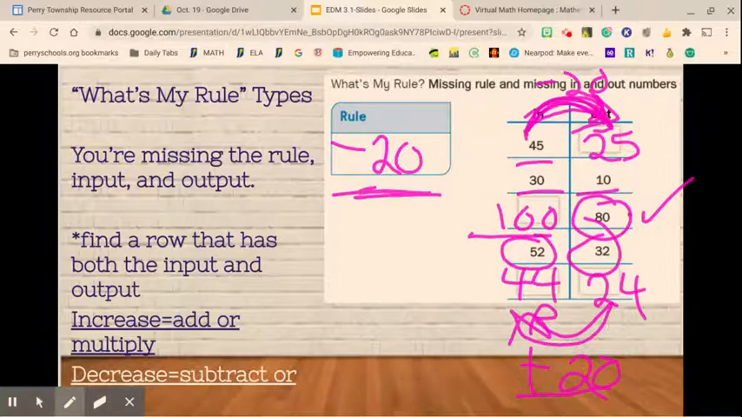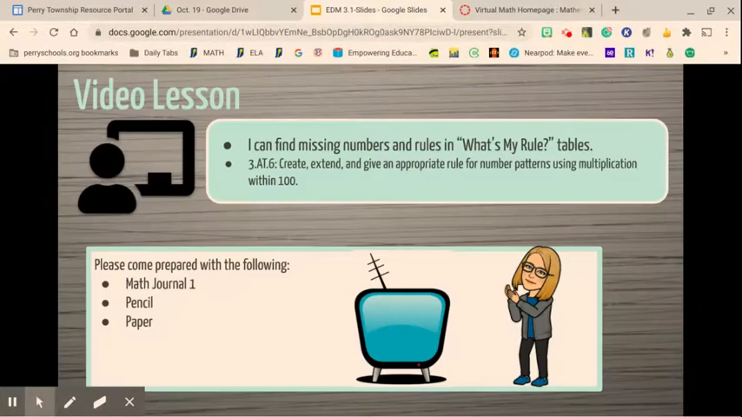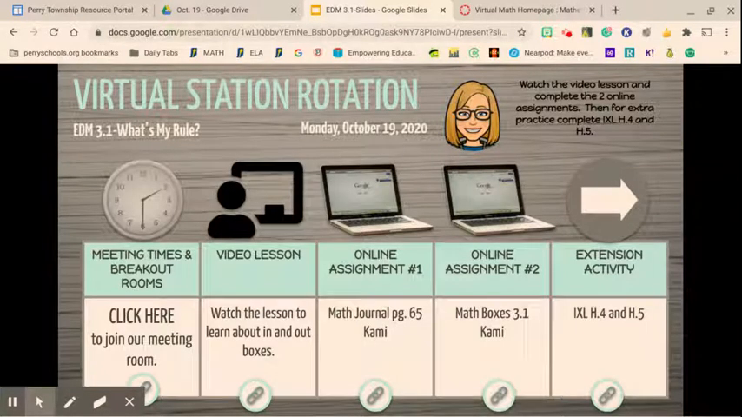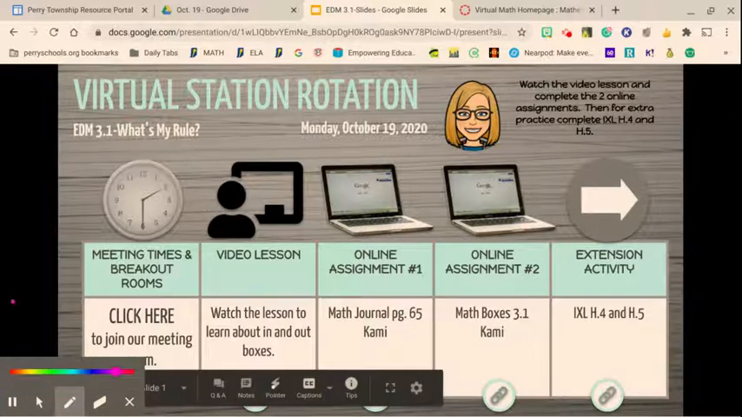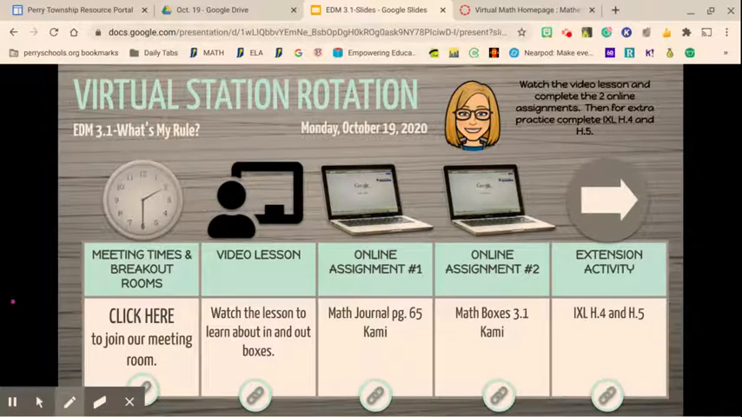All right. So those are the 4 types of what's my rule problems. Like I said before, you are going to turn to Math Journal page 65, and you will be working on that page. Those are the what's my rule. You have 5 where you have to complete them based on what the information is. And then you have a 6th one that is completely blank. You get to make the rule, you get to make the input and the output, however you want to create that. And then you have math boxes, and then do some extra practice with the what's my rule by going to IXL H4 and H5.